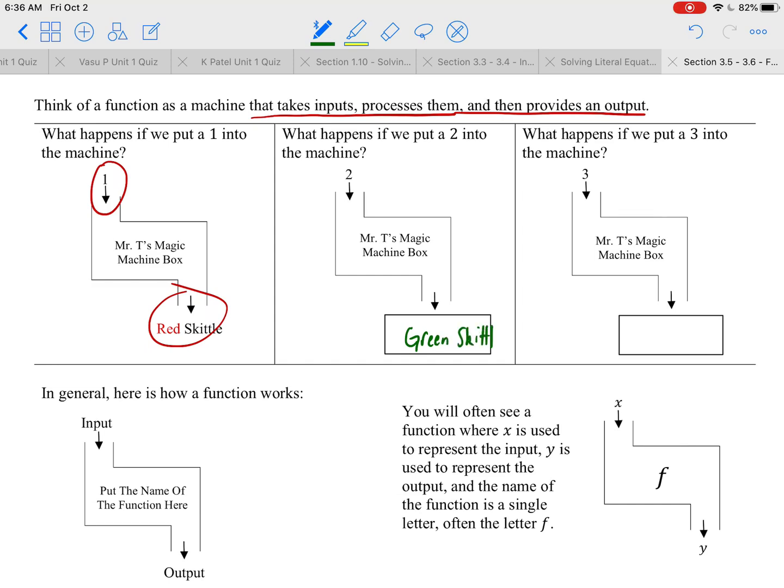So the machine did something to the 1, and then all of a sudden it said, hey, you should return a green skittle. Okay, and then when you put a 3 in, it turned out an orange skittle.